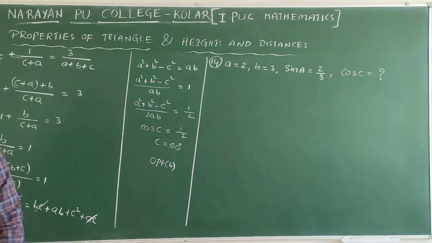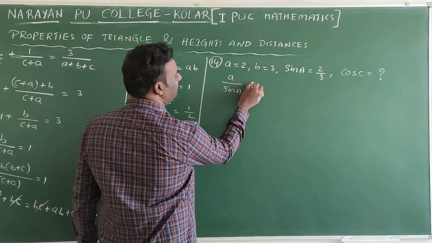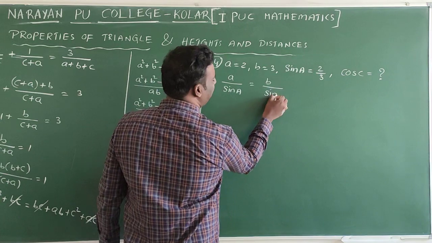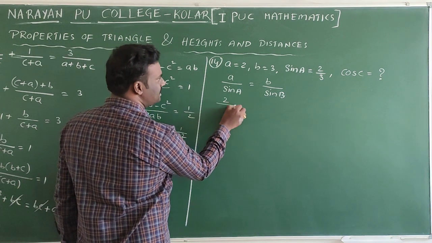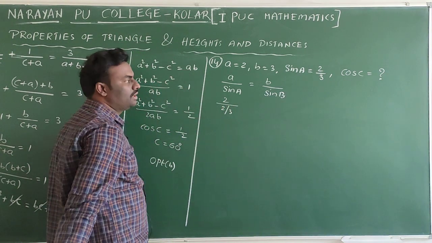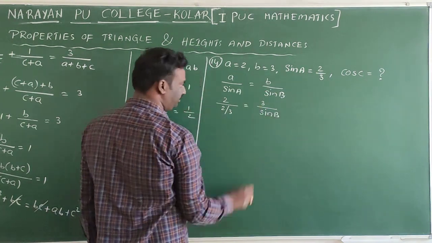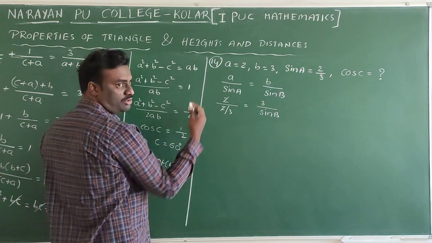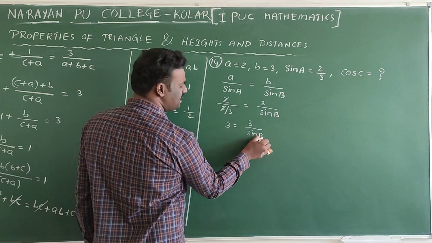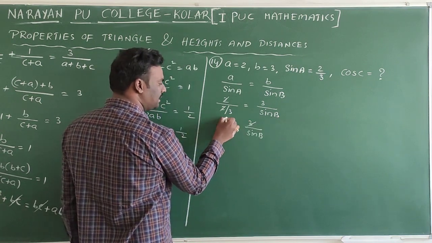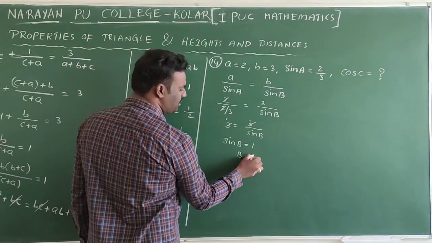Okay. Now, I am applying the sine rule. A by sin A is equal to B by sin B. This is the sine rule. Now, from this, 2 by sin A, which is 2 by 3, equals B, 3 by sin B, we don't know. Now 2 and 2 get cancelled, this 3 will go to the numerator. 3 equals 3 by sin B. Now 3 gets cancelled. Now sin B equals 1, B equals 90.